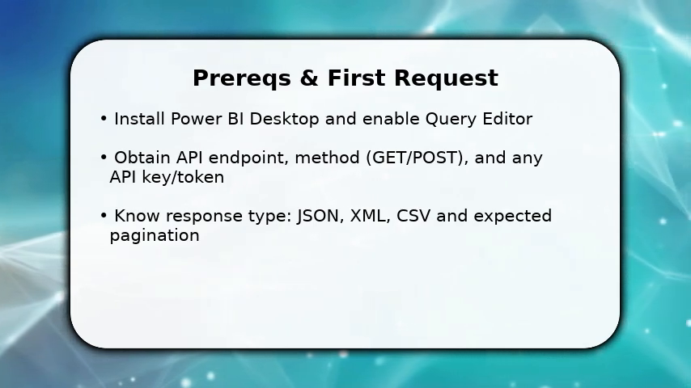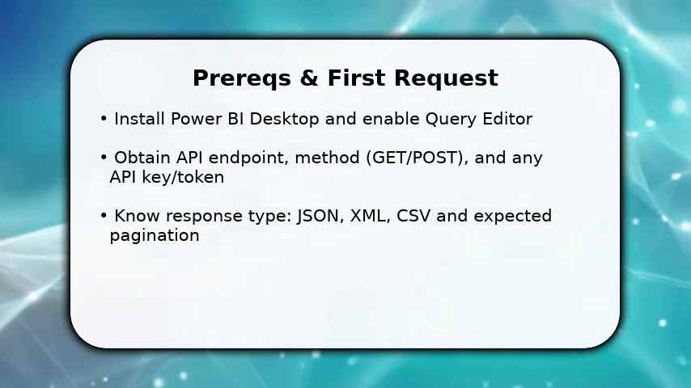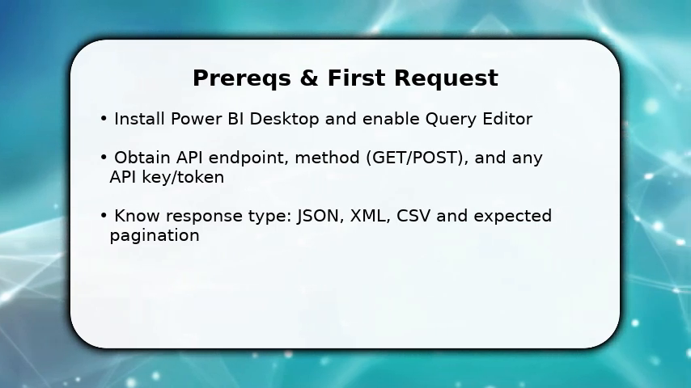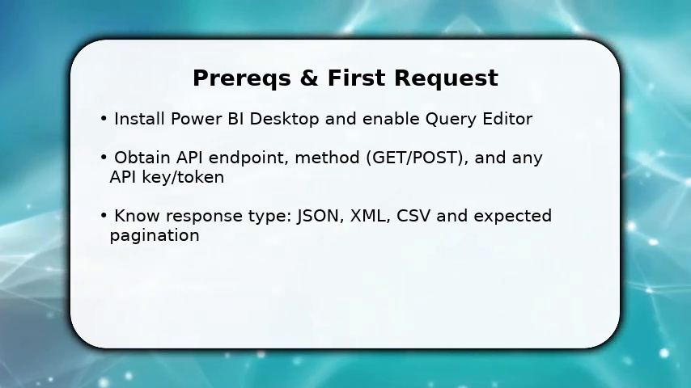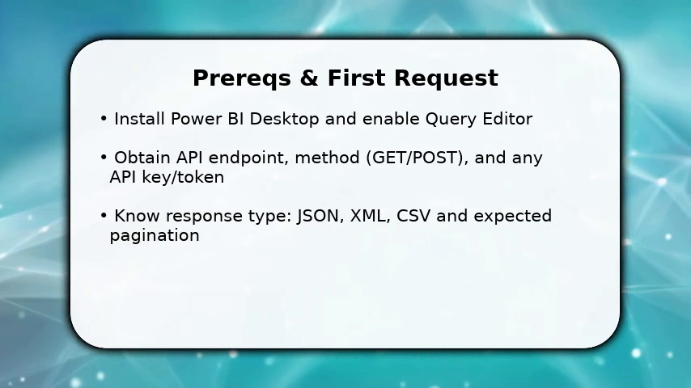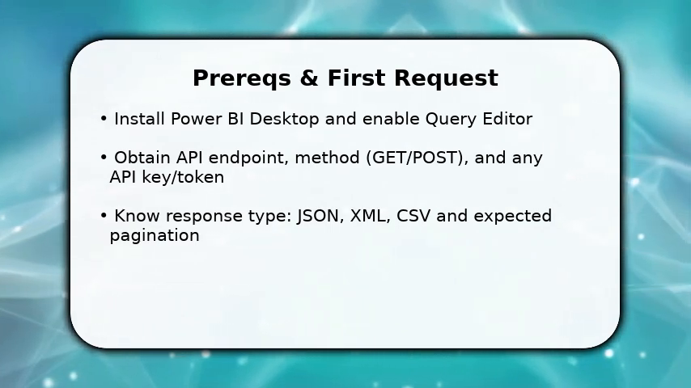Once done, open Home, Get Data, Web, and choose Advanced so you can paste the endpoint, set the HTTP method, add headers, authorization, and set content if needed. This begins the actual import pipeline.